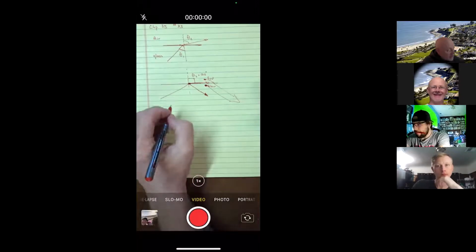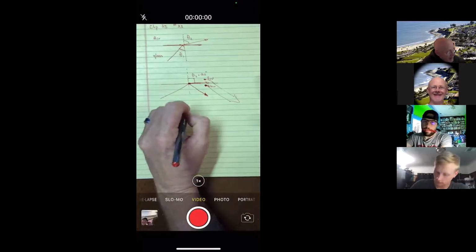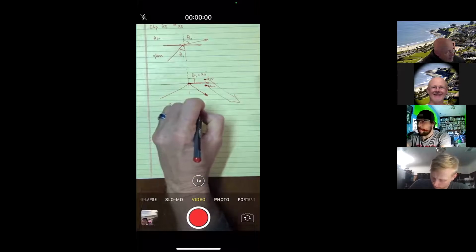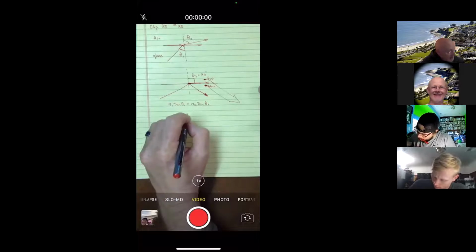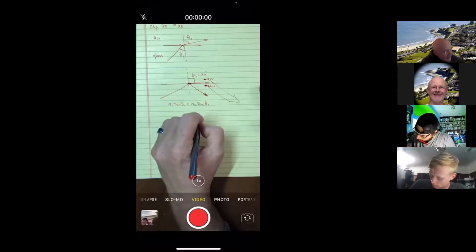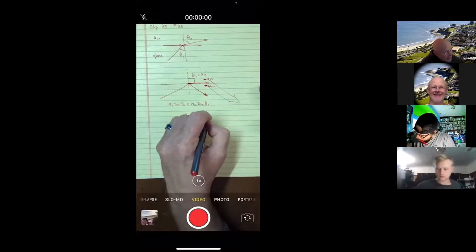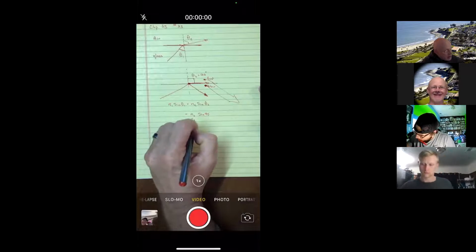So watch this. If I put Snell's law, n1 sine theta 1 equals n2 sine theta 2, and we tell ourselves that the refracted angle is at 90 degrees, we can put in sine of 90 degrees, which is just equal to 1.